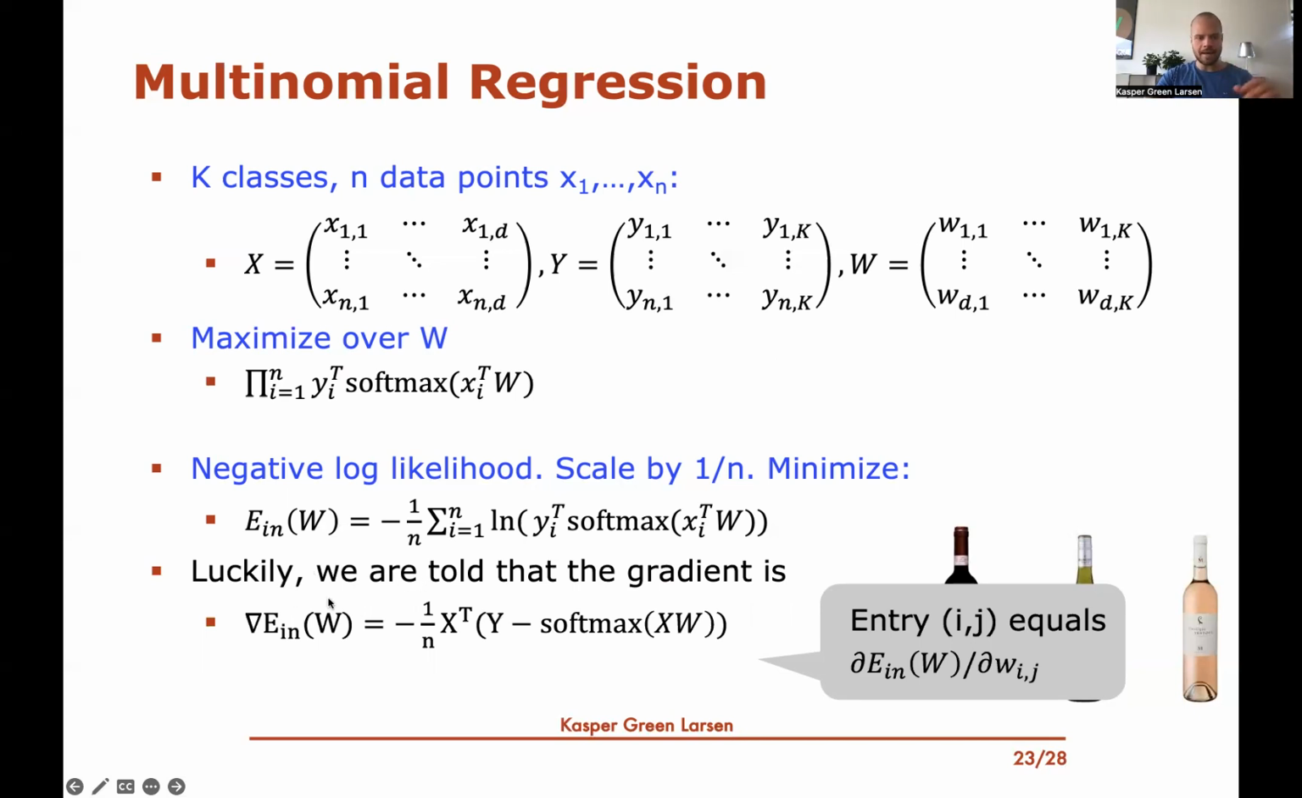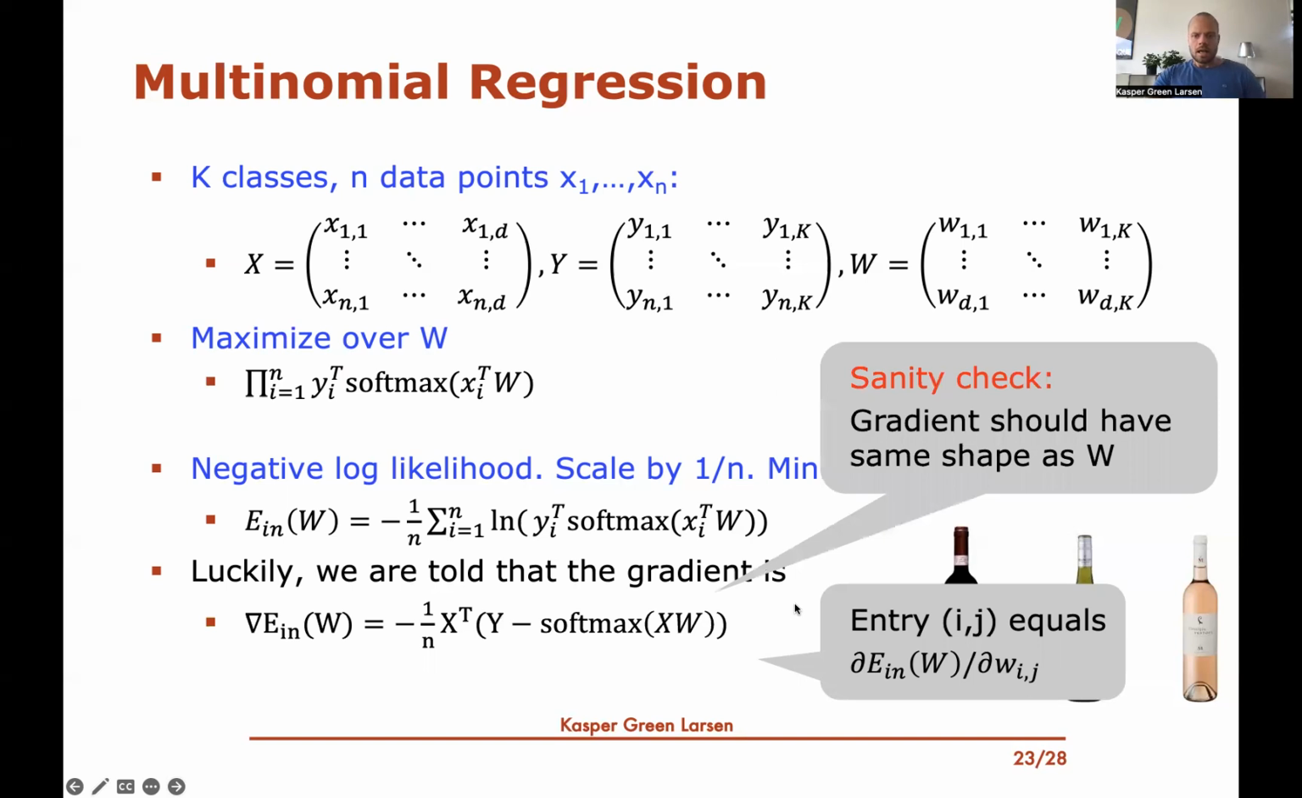If you actually sit down and do the math, the gradient here would be a whole matrix, with one entry for each of the parameters in W. Entry i comma j would just be the partial derivative of the in-sample error up here with respect to wij. And I'm just claiming without proof that the expression is this. You have the minus 1 over n still, and then the rest, after a bunch of simplifications, turns into x transpose, where x is the data matrix, times y minus the softmax of x times w.